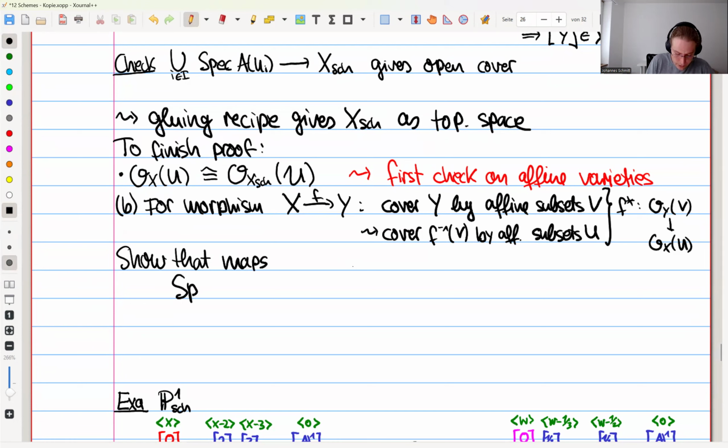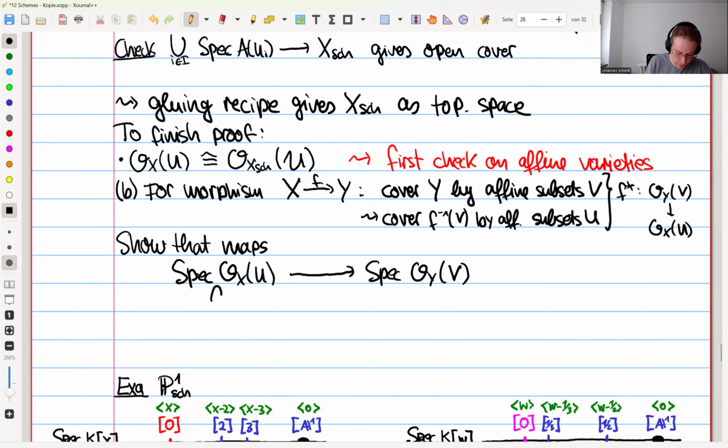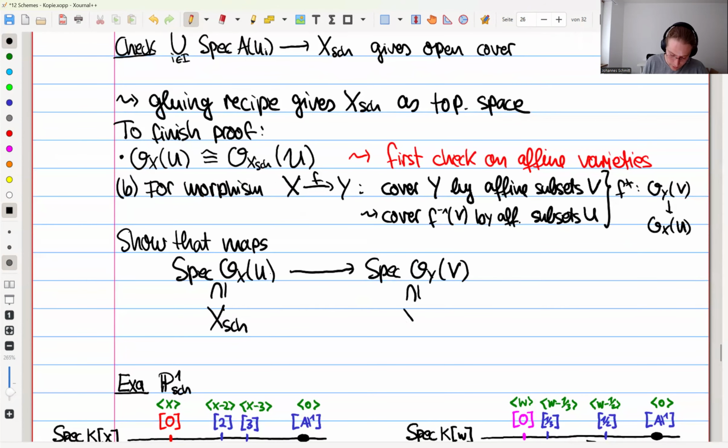So we have now the spec of OXU. Now we get a map of the spectra in the opposite direction, like this. And this here sits inside X scheme, right? Because we got X scheme, we found this kind of cover. And similarly, we have here, this sits inside Y scheme. And then you show that these things here glue together. So there exists this F scheme between them. So show that these glue together.